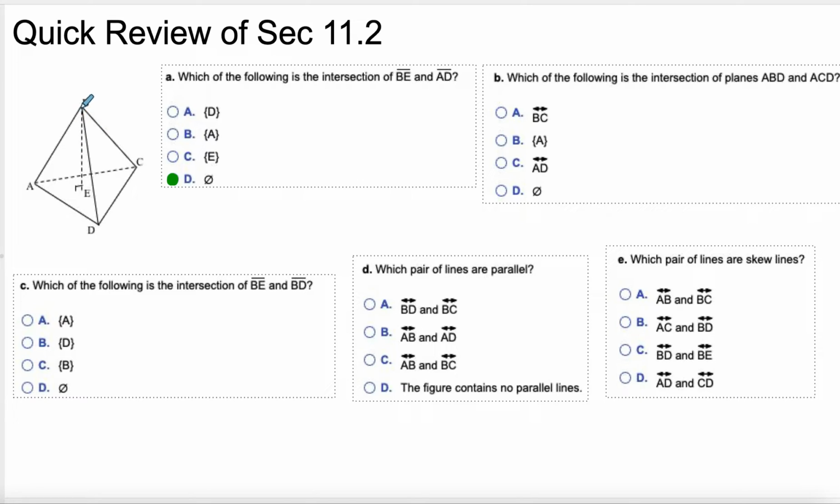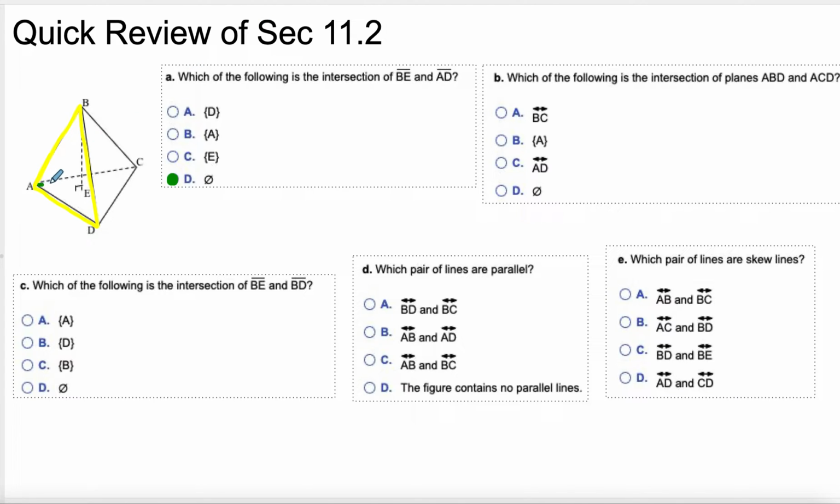Plane ABD is this side here, right? So this whole thing, that flat, and ACD is at the bottom, the base. So this base and the base, do they meet? Yes, they do. Where do they meet?